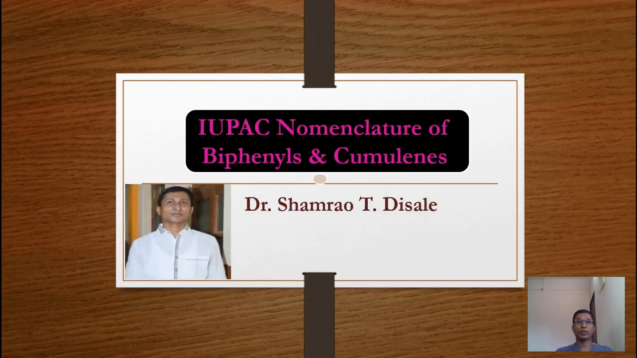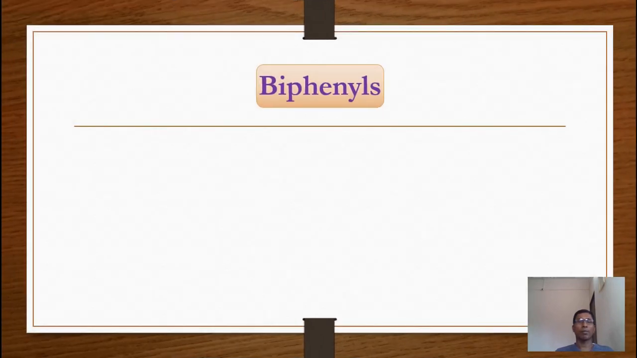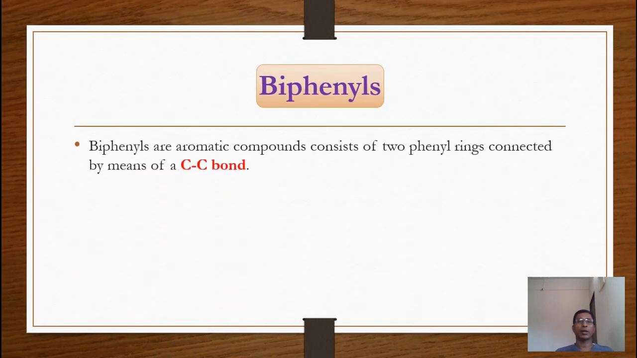In this video lecture, I will discuss the IUPAC nomenclature of biphenyls and cumulants. Biphenyls are aromatic compounds consisting of two phenyl rings connected by means of a carbon-carbon single bond.